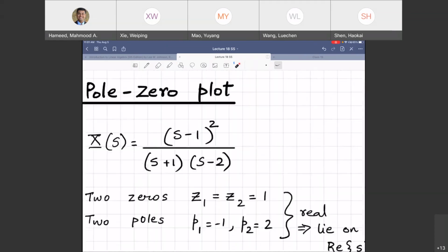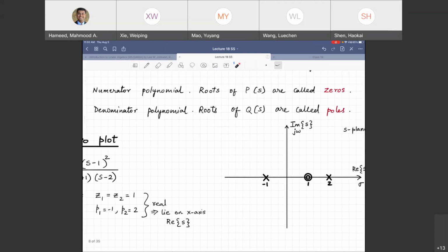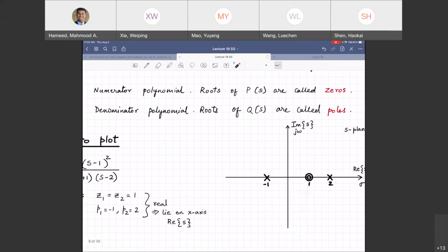Try to tell me what are the zeros. Well, what are the roots of the numerator? 1 and 1. So you have repeated roots at real sigma equals 1, right? This is only real. So when sigma equals 1, you have two zeros of this X of S right here. Sometimes you can point that out as two circles, or you can just put one circle and write 2 on top of it. That's the repeated roots. Those are the zeros.